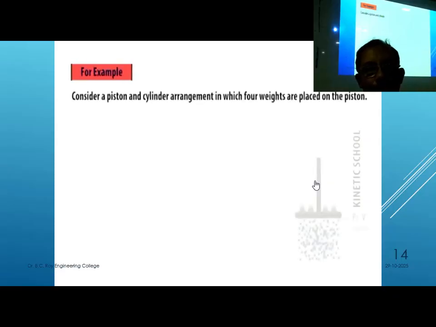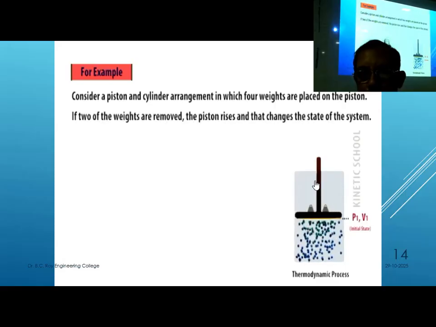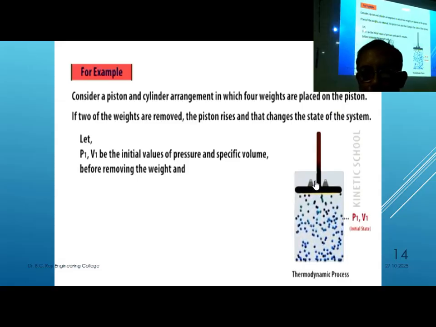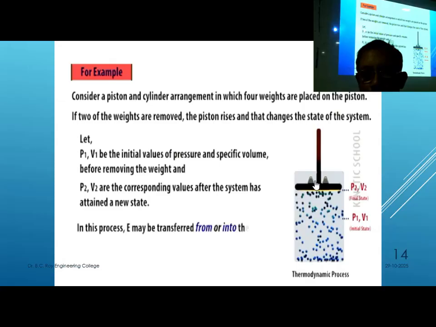For example, consider a piston and cylinder arrangement in which 4 weights are placed on the piston. If 2 of the weights are removed, the piston rises, and that changes the state of the system. Let P1 and V1 be the initial values of pressure and specific volume before removing the weight, and P2, V2 are the corresponding values after the system has attained a new state. In this process, energy may be transferred from or into the system and can be done by or on the system.